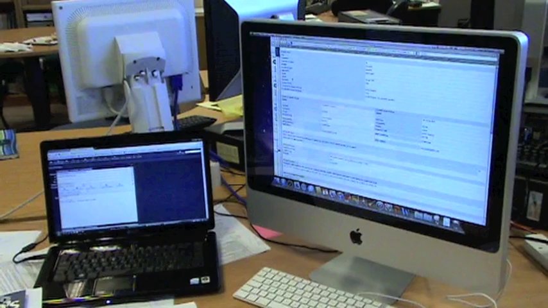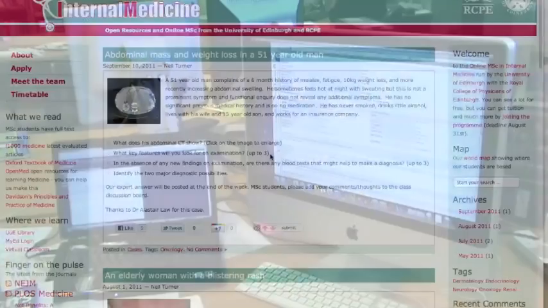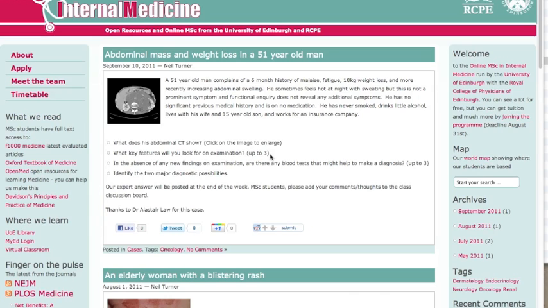You'll have seen our course homepage at internalmeded.org, and you can get full details of the curriculum and syllabus by clicking over here. And on the left hand side you can see links to some of the resources that I've mentioned, the Oxford Textbook of Medicine online and Davidson's Textbook of Medicine online.